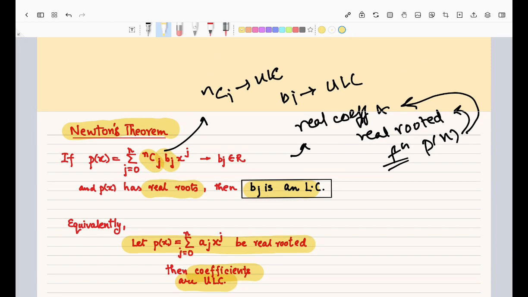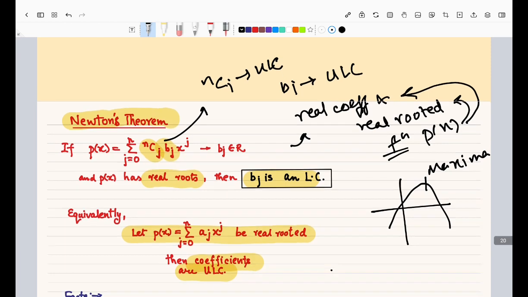Now why is it concave? It is because the graph is like this, right? Why do we call it a concave graph? You know this is a concave graph, right? That is, you get a maxima at some point, right? You get this maxima. So that's the reason for calling it a concave graph.